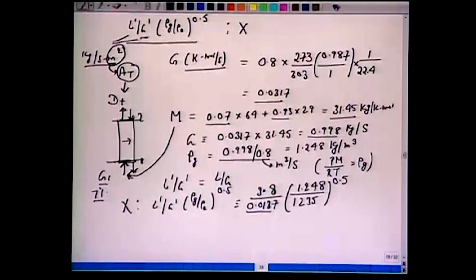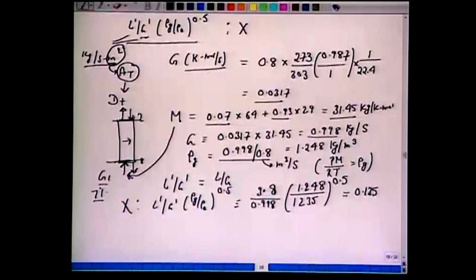And this is what we just now calculated, G: 0.0317 kilomole per second times 31.45. Okay, so we need to replace this with 3.8 divided by 0.998. So, we have these corrections here, L prime 3.8 and 0.998, and if we do this, we have this quantity as 0.125.